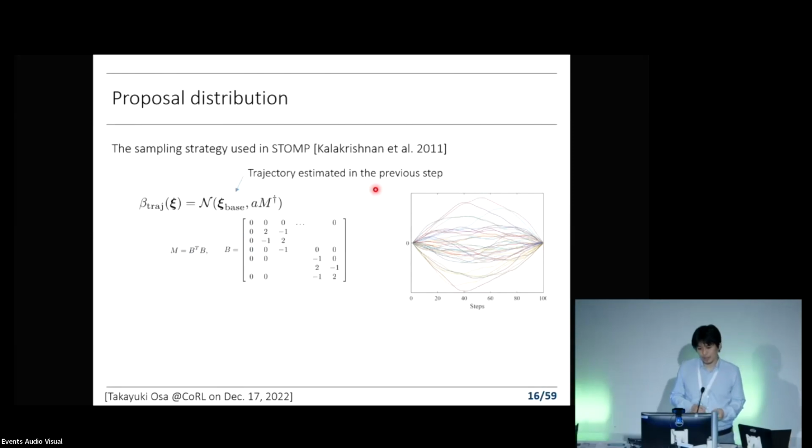Okay, then as our methods are based on importance sampling, it is essential to use a proposal distribution that covers diverse behaviors. For this purpose, we use the sampling strategy used in STOMP. This is a very classical method, but it's very easy to use and it works very well. If we use this technique, we can generate random but continuous trajectories that start from 0 and end in 0. This is a very useful method, and I recommend it to you if you are interested in generating this kind of random trajectories.